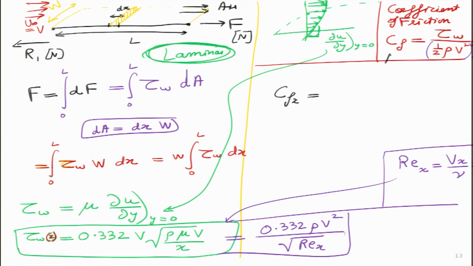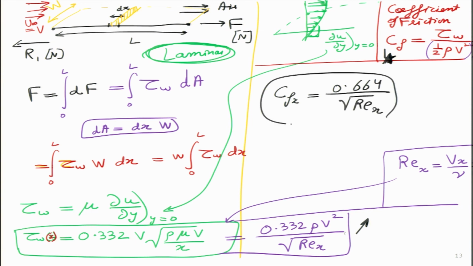Friction coefficient definition we are seeing from here, this black star. So, all I do is take this thing which I have already calculated, tau w as a function of x, and divide it by half rho V square. I think this is very straightforward. It turns out to be 0.664 divided by square root of Reynolds x. So, I think up till this point we have figured out how things are working.